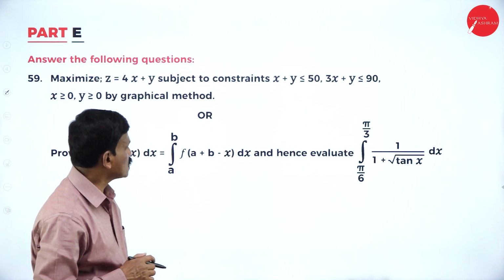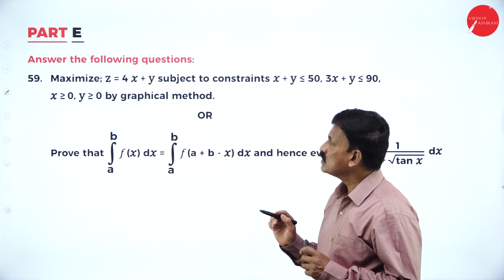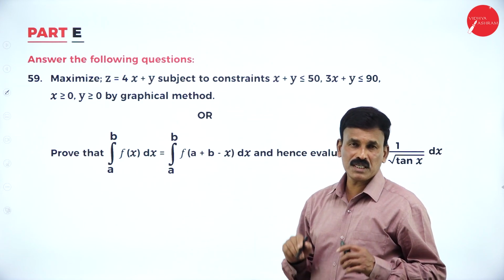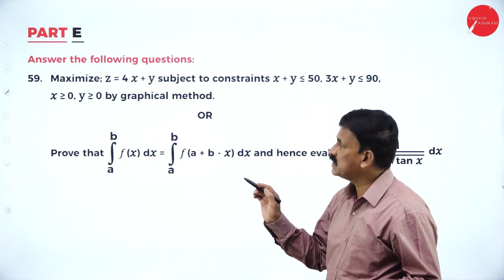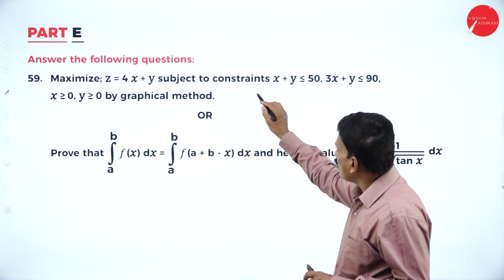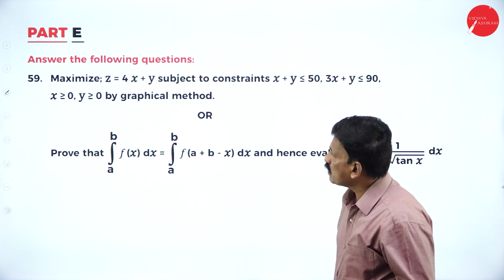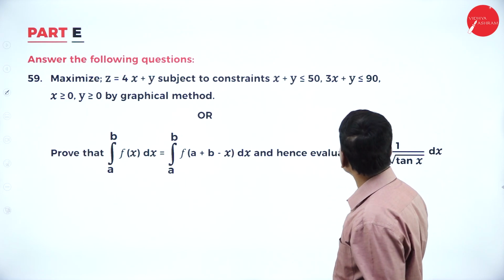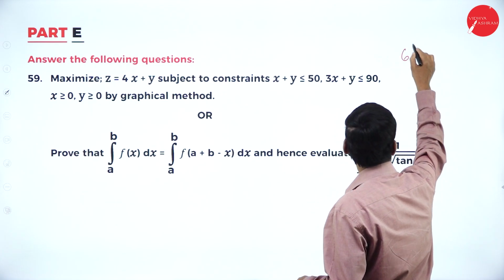Now move on to the next, part D. In part D, this time you will have question number 59 for 6 marks and question number 60 for 4 marks. So here there are two questions. You can choose any question, either LPP problem or properties of definite integrals. So what is the problem given? This is a 6 marks question. Answer the following question.